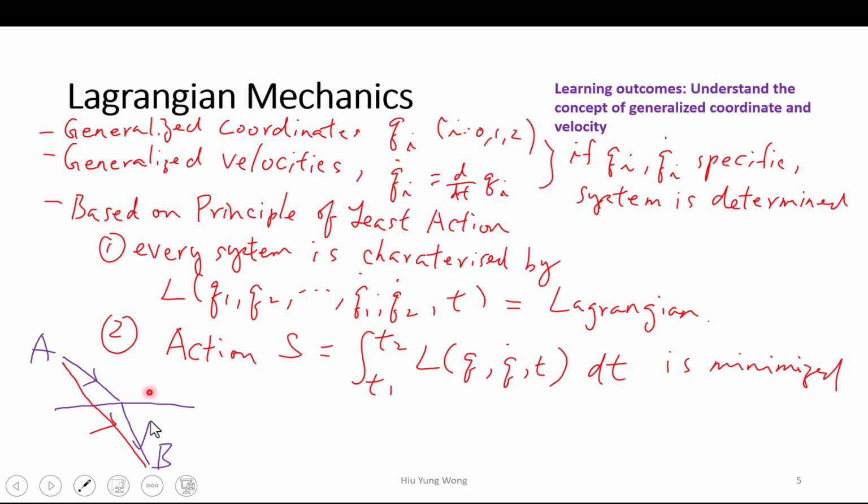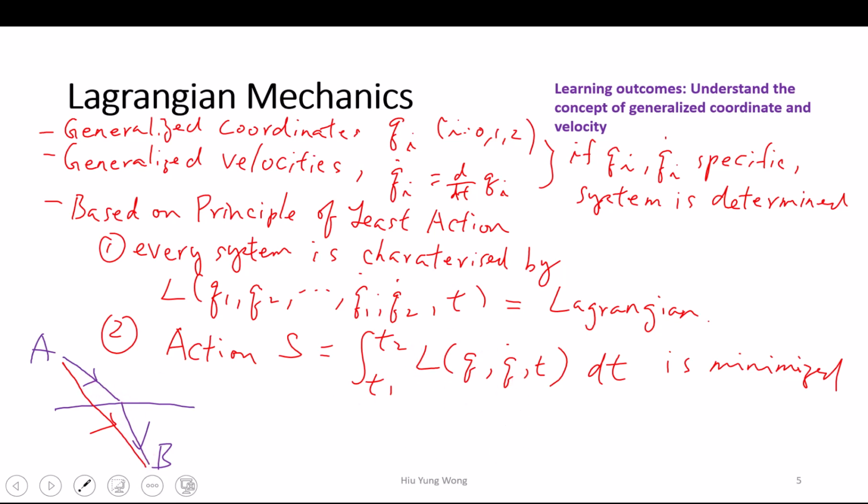Have you learned about this before? If not, the reflection can be understood as nature wanting to go through the shortest path in the process. When you go from A to B, it turns out that going here first and then doing a reflection is shorter than this, because the traveling speed in the water, for example, is lower than in the air. So I would rather spend more time in the air and have a shorter distance in the water. So this is something similar, right?